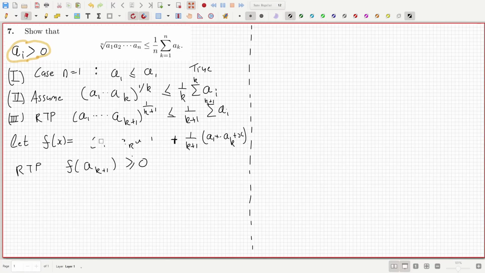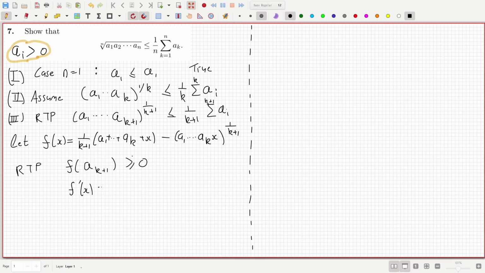And actually, it's annoying me, so I'm going to write it the correct way around. Okay. So it is 1 over k plus 1 times (a1 up to ak plus x) minus (a1 dot dot dot ak x) to the 1 over k plus 1. So let's find the derivative. The derivative here is just 1 over k plus 1. And then we bring down the power. We reduce the power by 1, 1 over k plus 1 minus 1. And then we multiply by the inside derivative, a1 up to ak.